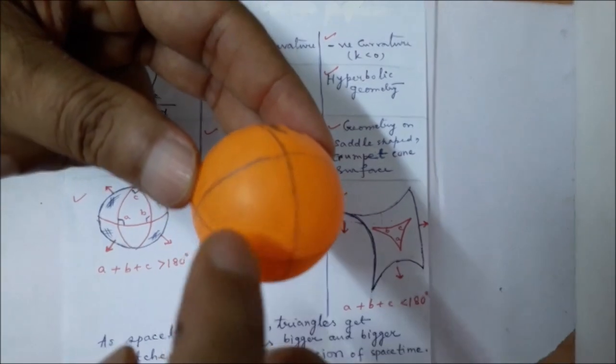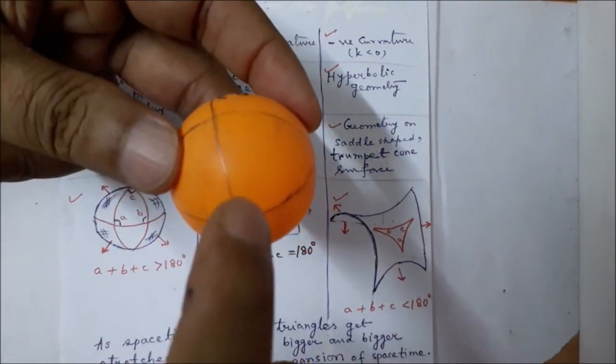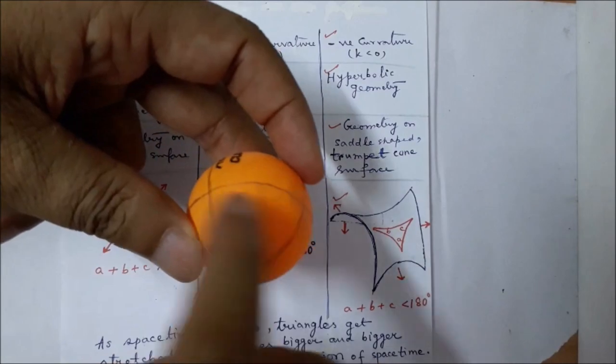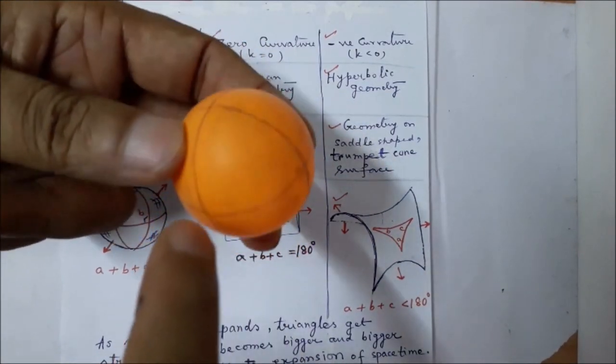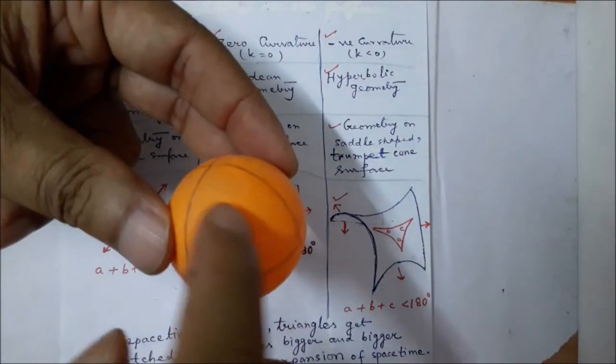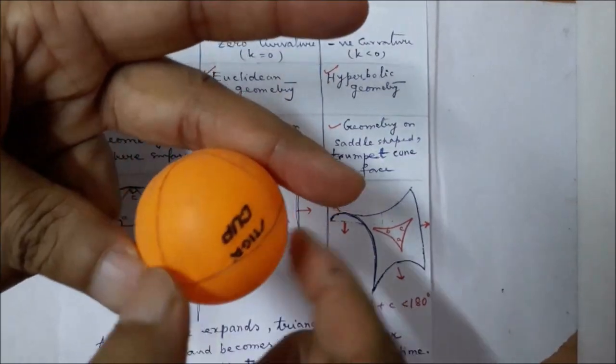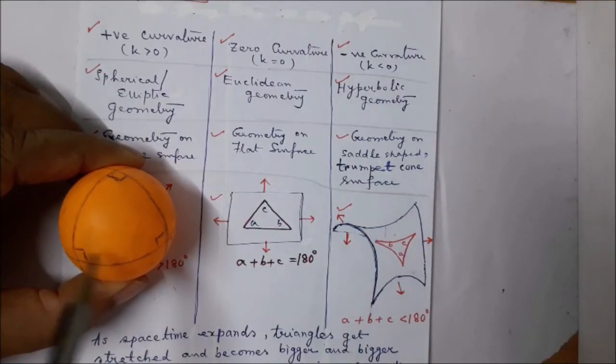And we have so many such triangles. This is one triangle, this is another triangle here, this is another triangle, this is another one, and also we have so many triangles drawn. We have shown here the three right angles.